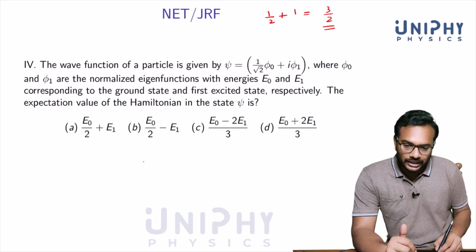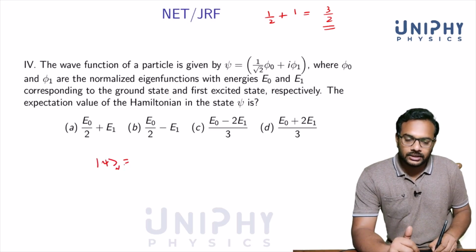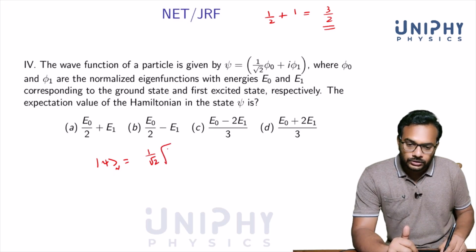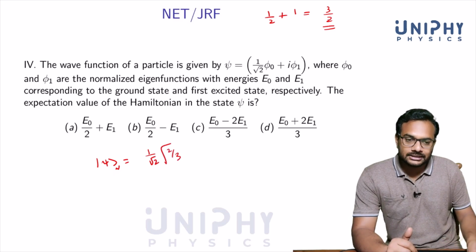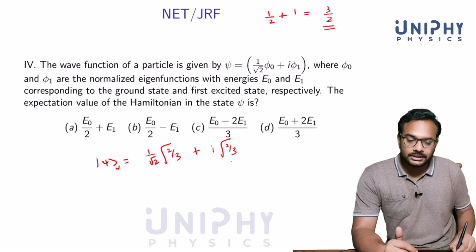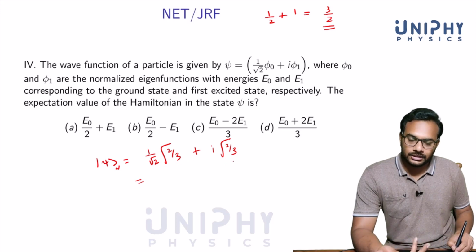Or you can find the normalized wave function like this. Let's say psi normalized is equal to 1 by root 2 multiplied by square root of 2 by 3. We are just dividing by the square root, plus i multiplied by square root of 2 by 3. Now you can check if this state is actually normalized. You take the modulus squares and add. You should get 1.